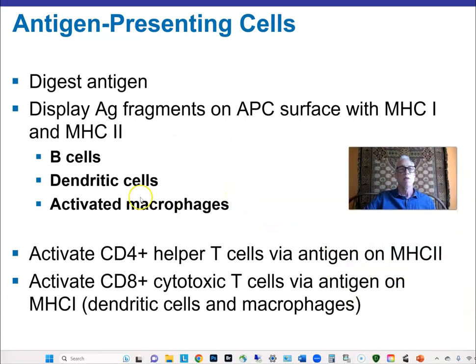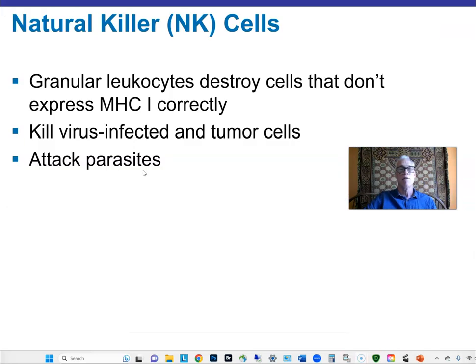Antigen presenting cells, what do they do? They digest antigens and display them on their surface on MHC1 and MHC class 2, and they include these three cells, which we've mentioned several times already. MHC class 2 with antigen displayed is what turns on helper T cells. MHC class 1 with antigen displayed on it is what activates CD8 plus cytotoxic T cells. Humoral immunity is antibodies and B cells. Now we're talking about cellular immunity with those cytotoxic T cells.